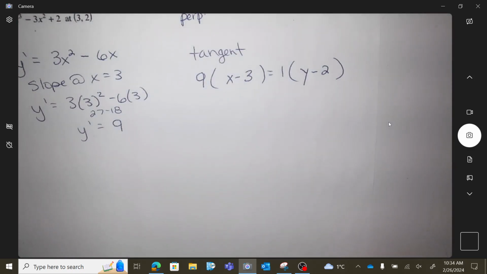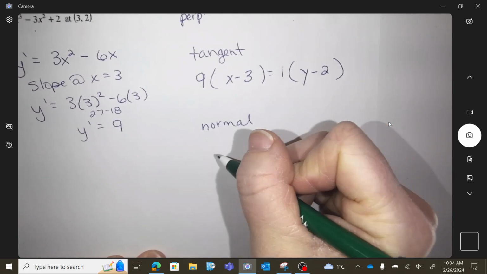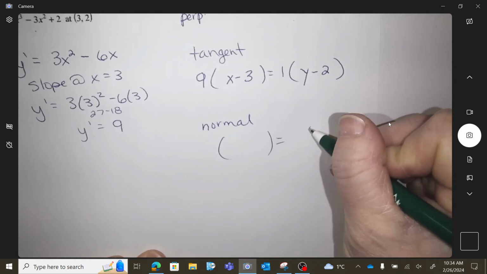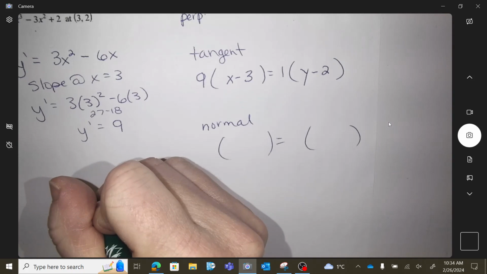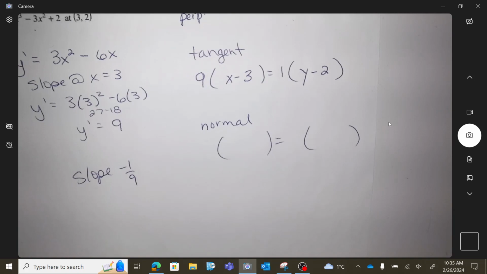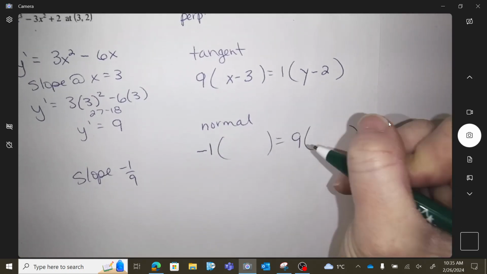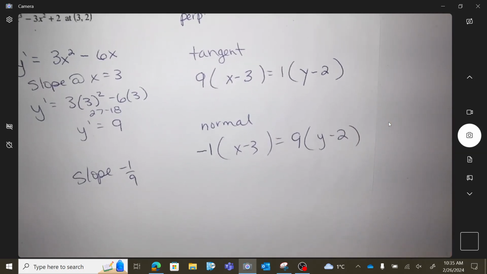That's not part of your memory thing, but on your test day, I would give you this exact paper, which has that on the bottom. Okay, so what's the normal line? How do you change the slope? You flip and negate. So the slope would be -1/9, right? Would that make sense if I flip and negate? So -1/9, and then the point is still the same, right?